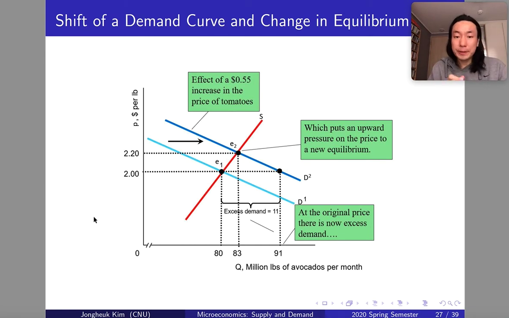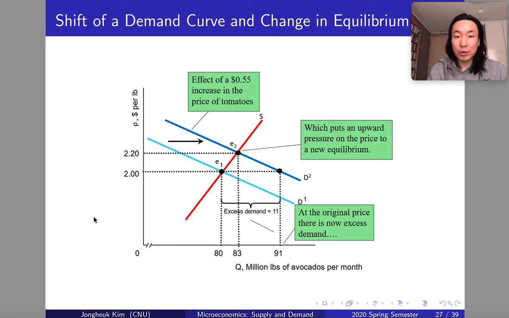So in this situation, the demand curve is shifted to the right. Why? You can find out the reason. So this is the market for avocado. We are still talking about the avocado, my favorite food. If you have any chance to try avocado, you should do that because avocado is really good food.